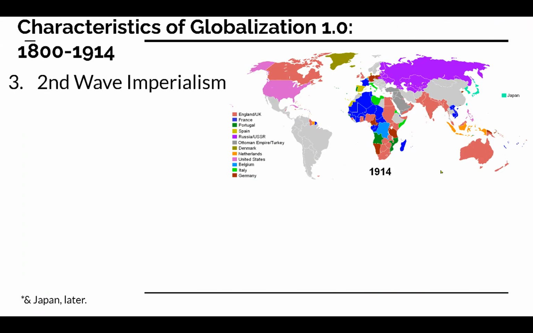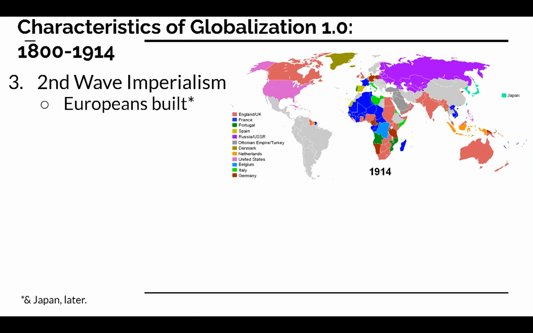The third characteristic is the second wave of imperialism. And so we notice this part from the first wave is over, mostly. We have some very small colonies here in South America, French, British. Belize here is also, I should not leave them out, controlled by the British. It was called British Honduras at the time.